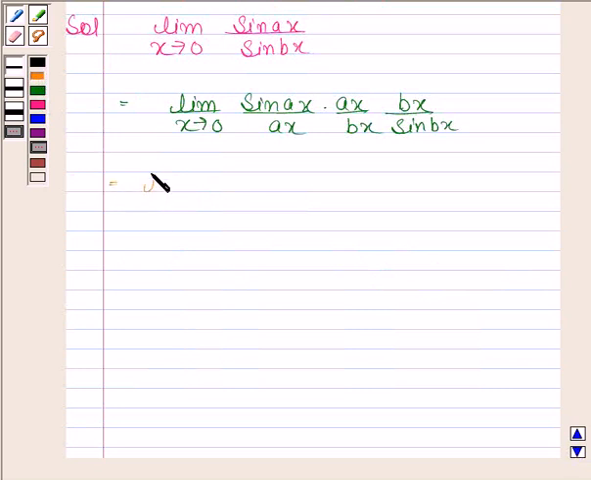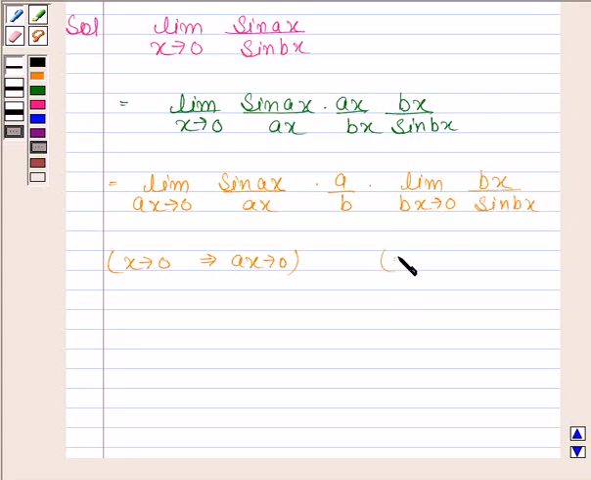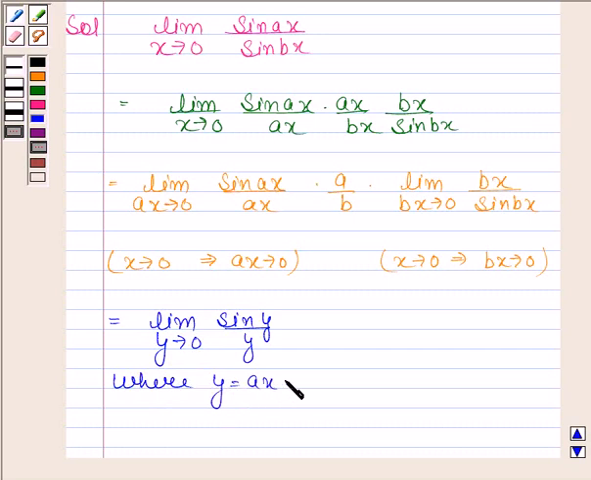Now this is equal to limit ax tends to 0 sine ax by ax, because x tends to 0 implies ax also tends to 0, into a by b into limit bx tends to 0 bx by sine bx, because x tends to 0 implies bx also tends to 0. Now this is equal to limit y tends to 0 sine y by y, where y is equal to ax, into a by b into limit t tends to 0 t by sine t, where t is equal to bx.